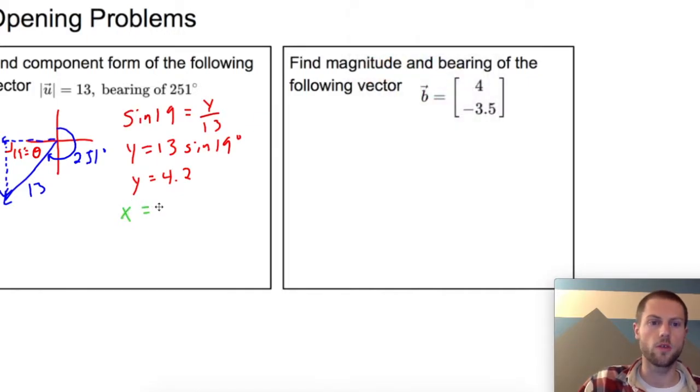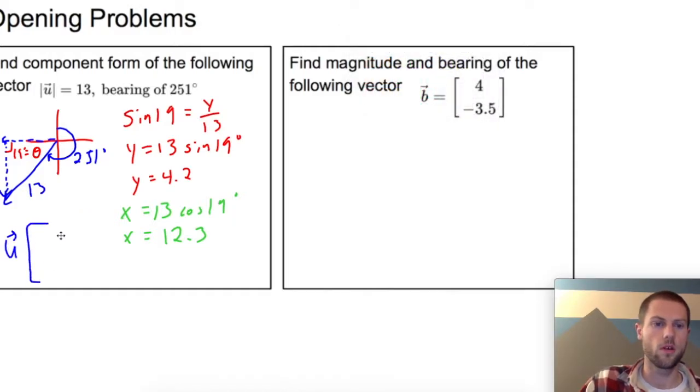I can do the same thing with the x component. X is going to equal 13 times the cosine of 19 degrees, since this is going to be the adjacent over hypotenuse. That's the x. And that x comes out to be 12.3. So my component form is going to look like this. Vector u is going to equal, my x is 12.3, and my y is 4.2.